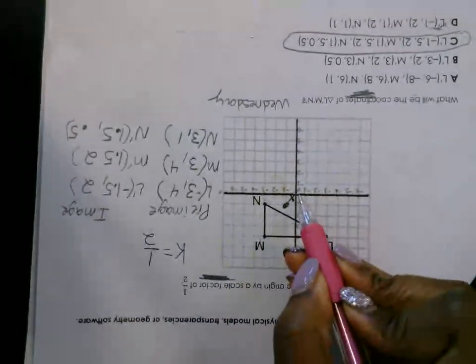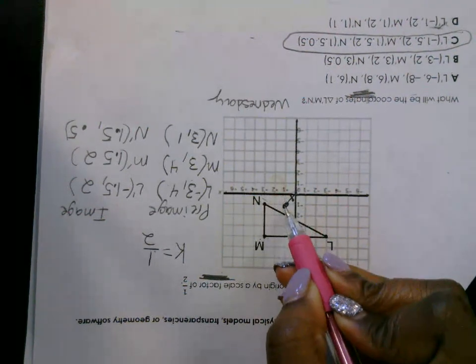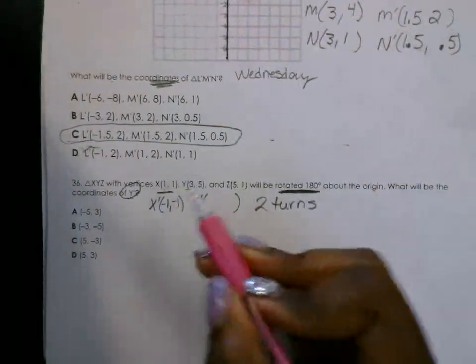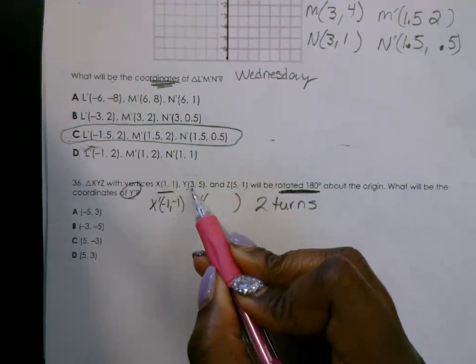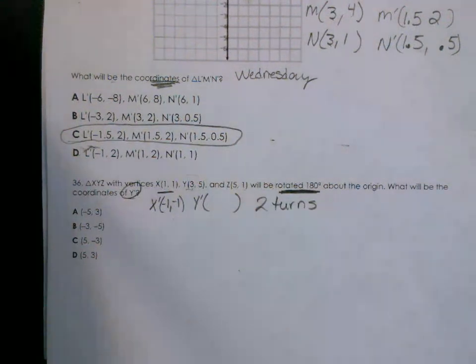And now my ordered pair, I went to the left one time, that's -1. I went down one time, that's -1. And then I wrote my new ordered pair here. You're going to graph Y, turn the picture upside down, and write your new ordered pairs for Y prime. I'm going to pause, give you a chance to do that. I'm not going to do this one for you.